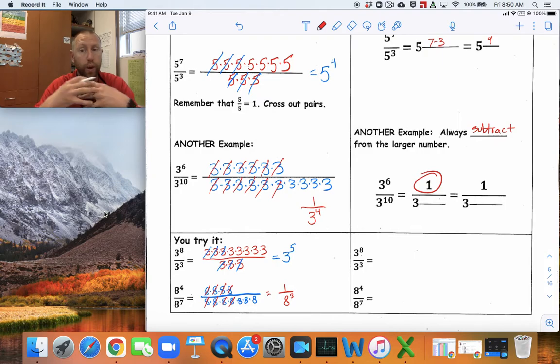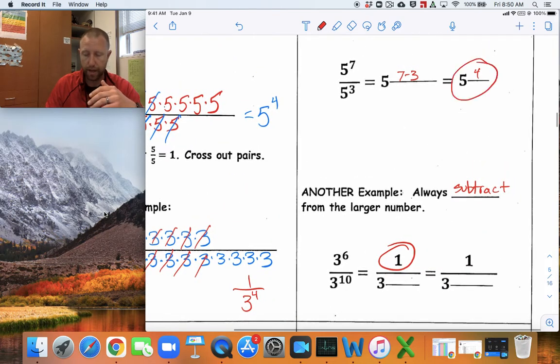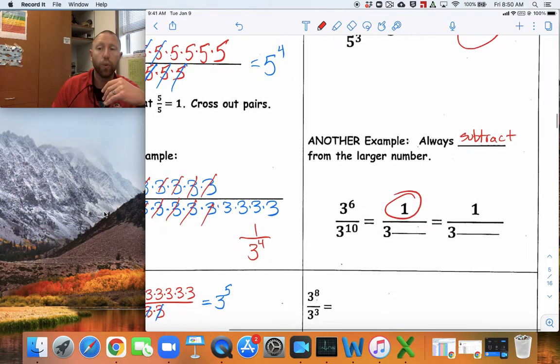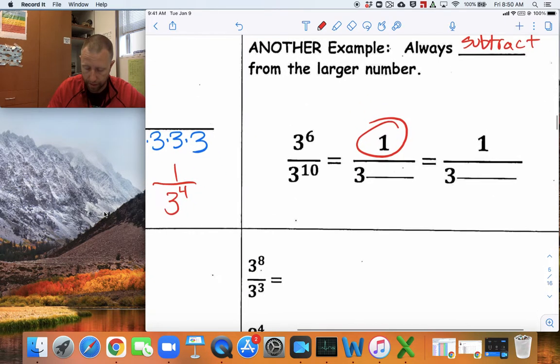So it does take a little bit of thought on your part. Look and see, where is the bigger number? If it's on the top, then your answer is just a regular exponent with a base, right? If the bigger exponent's on the bottom, that's when it's going to be a 1 on top. Your answer is actually going to be part of a fraction, right? So then I'm going to do, still 10 minus 6. 10 minus 6 is 4, so I have 1 over 3 to the power of 4.